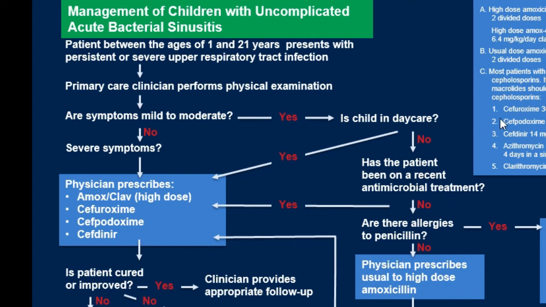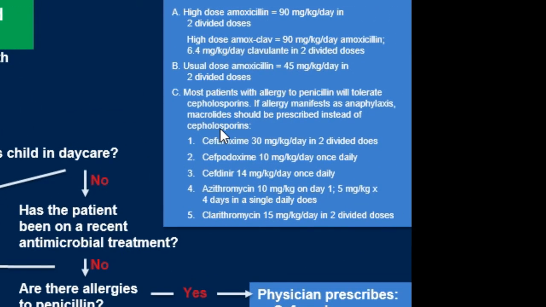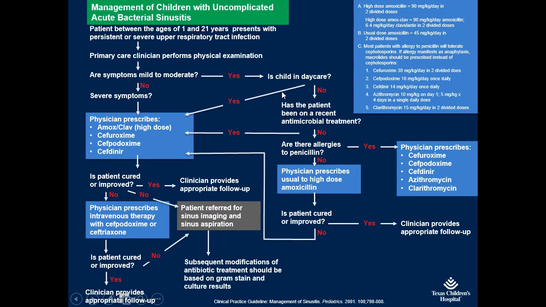Note that in the box in the upper right-hand corner, definitions and doses of medications are given. So high-dose amoxicillin, for example, is 90 milligrams per kilogram per day in 2 divided doses. If the child is in daycare, or if the child has had a recent antimicrobial treatment, or if symptoms seem severe, we would move on to either Augmentin or the cephalosporin shown here.